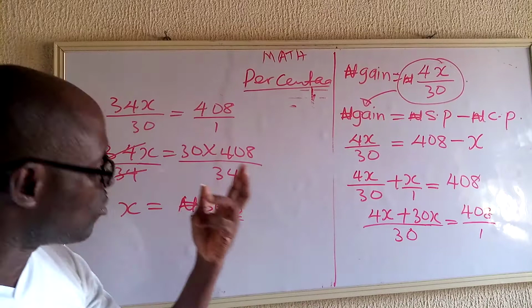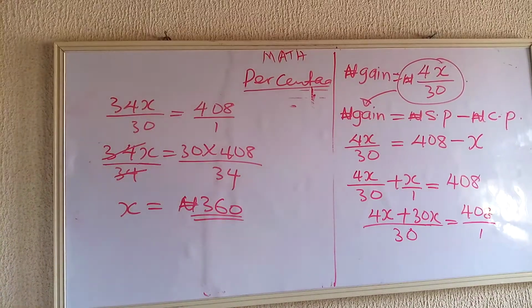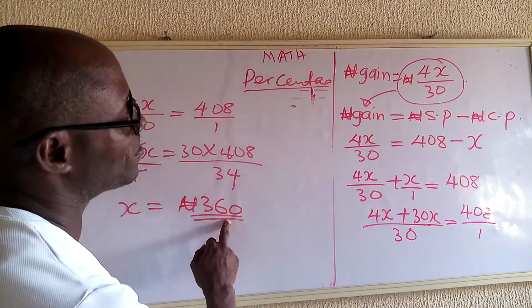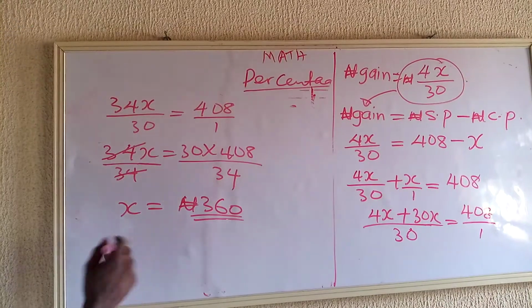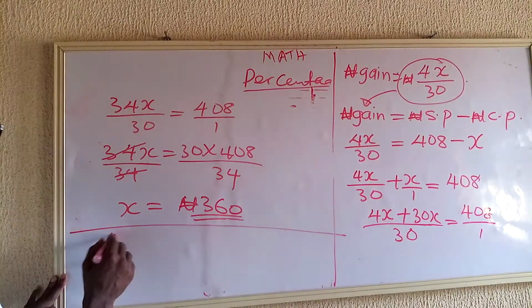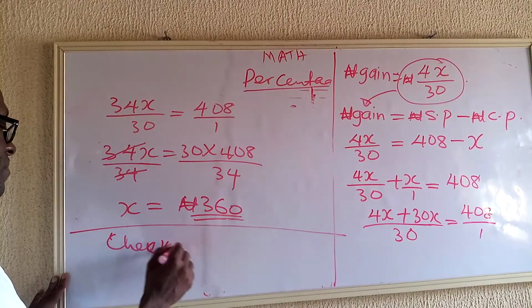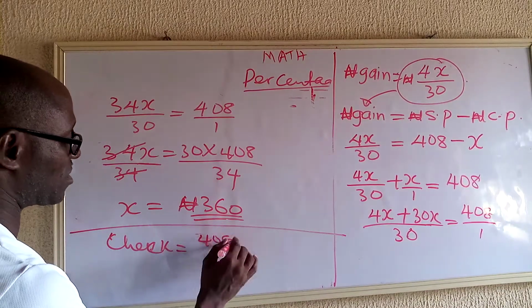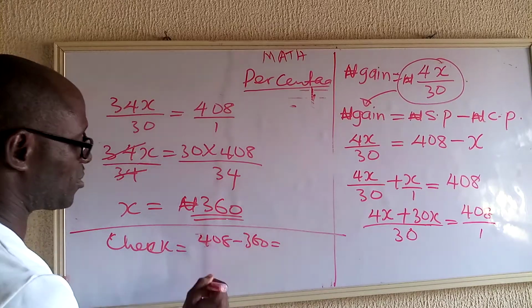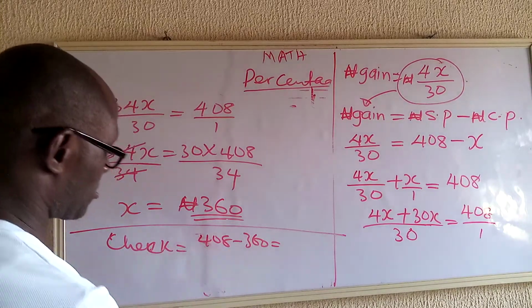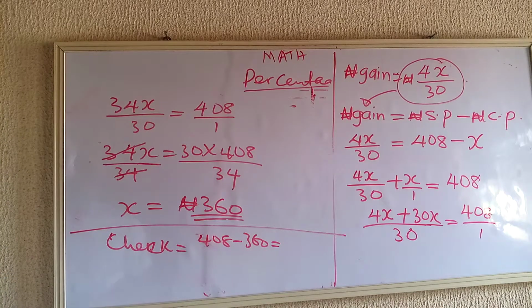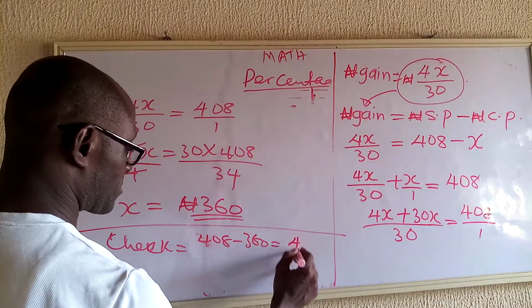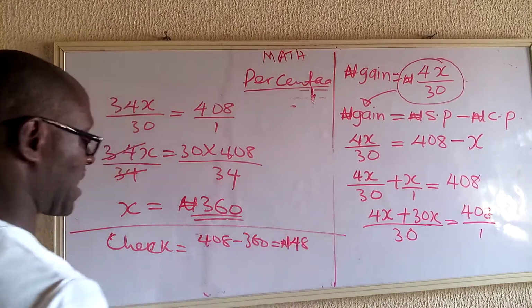13 1/3%. So if you want to know whether you are right or wrong, you know how to check. Subtract this from the selling price, which is 408. If you want to check, that is 408 minus 360. Now that will give you what? 360 out of 408. That's 48 naira.